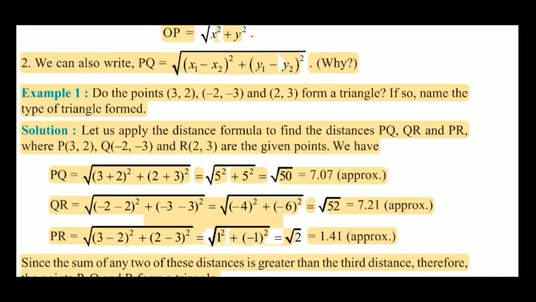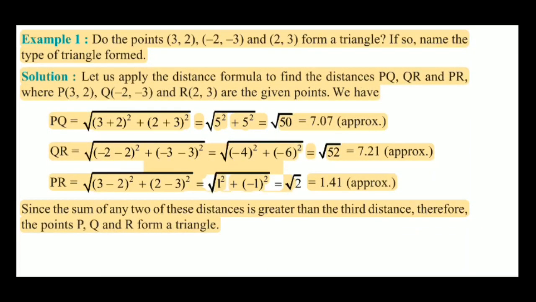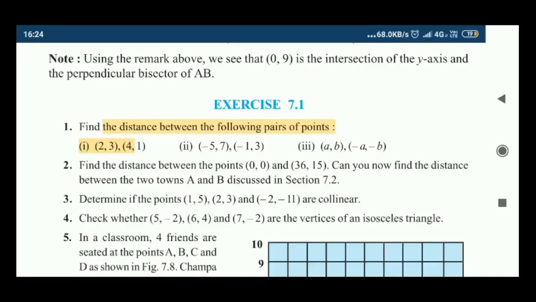You can see clearly that all these sides are different, and we can say here the sum of any two of these distances is greater than the third side. Therefore, the points P, Q and R form a triangle. See the first question. This exercise is totally based upon the distance formula.